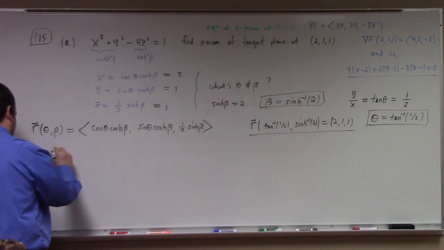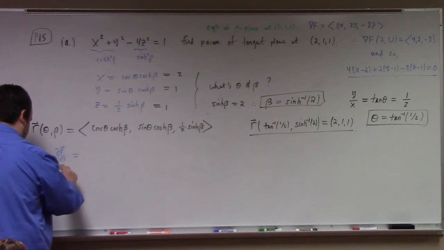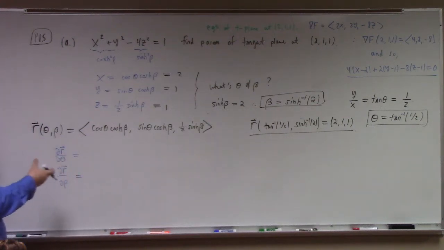So partial r, partial theta, and partial r, partial beta, these guys are tangent vectors to the coordinate curves on your surface. And so if you plug in the point to those partial derivatives, those give you tangent vectors, and you can use those to build the parameterization of the tangent plane. All right?